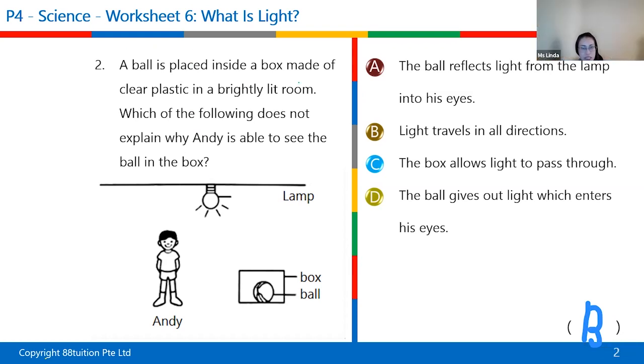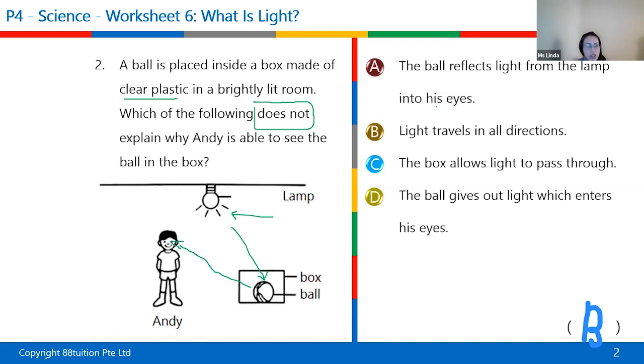Your ball is placed inside a box made of clear plastic. Now, clear plastic means it's transparent, right? And light can pass through and you can see. Which one of the following does not explain why he's able to see the box? Now, that's not the main key thing. The ball reflects light from the lamp into his eyes. This is true because there's a light here. It shines onto the ball, and because the box is transparent, the light can go right in to the ball, and the ball will reflect back into his eyes.